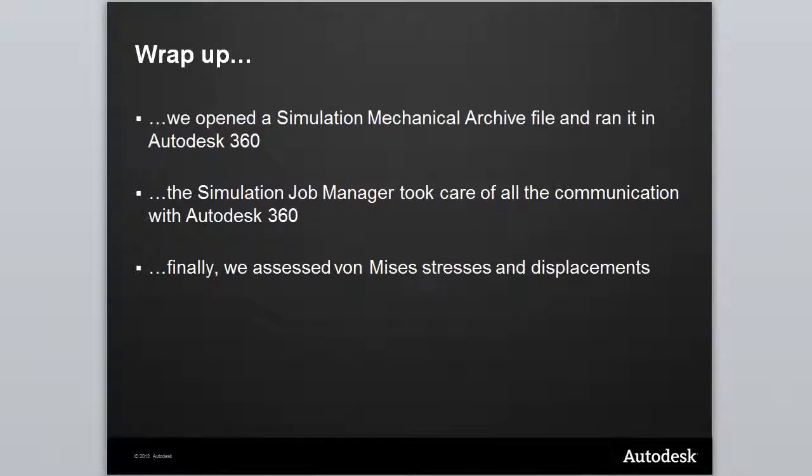To wrap it up, we did some pretty cool stuff today. We opened an archive file in Autodesk Simulation Mechanical 360 that contained a fully defined ViceGrips model. We then ran it on the cloud using Autodesk 360. Behind the scenes, the Simulation Job Manager copied the model data from our computer to Autodesk 360. When the simulation was complete, the results were then moved back to our desktop computer so we could assess the stress and displacements. The amazing part of this entire process is that our simulation took place in the cloud, not on the local computer.